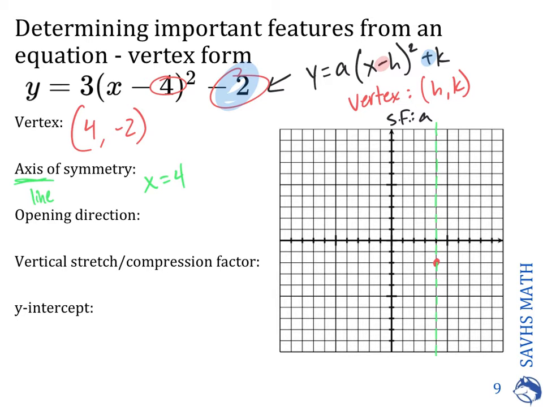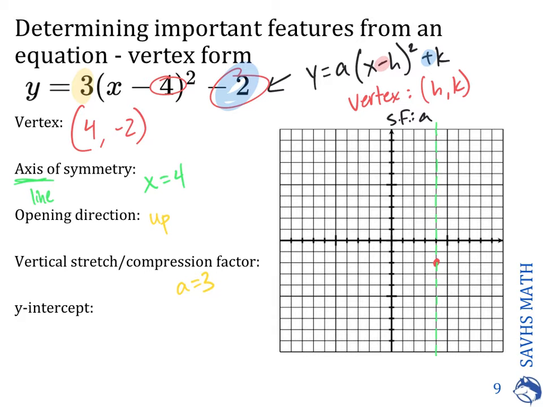We should have seen that because our scale factor is a positive number, our opening direction should be up. Our vertical stretch compression factor is 3. A is 3. Our y-intercept we don't have yet. We'll talk about how to do that in a second.